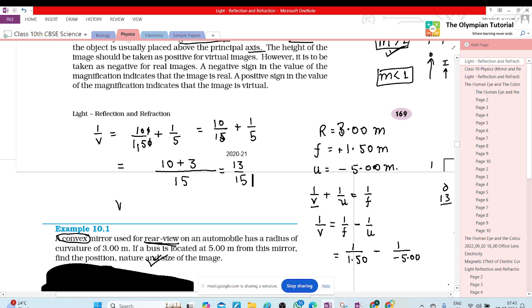Or we can say V will become 15 upon 13. Why, ma'am? Because here it is 1 upon V, so we will take the reciprocal. Okay. 15 upon 13, the value will become, divide 15 by 13.